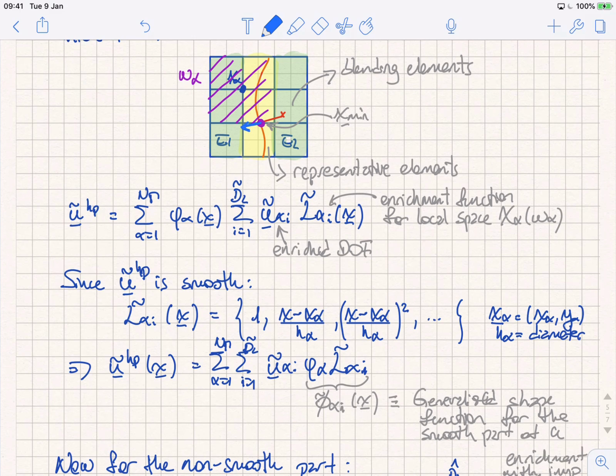This is the normal to the discontinuity, right? And now I take the dot product between the normal and that vector x minus x min. Clearly, if both vectors are pointing in the same direction, the sign of that dot product is going to be positive. And if they are pointing in different directions, the sign is going to be negative. This is the way I give this computation a means to determine whether one point lies on one side of the discontinuity or on the other side.